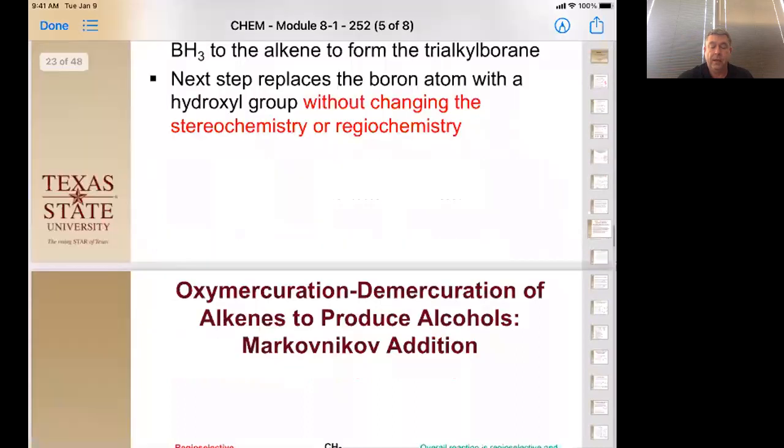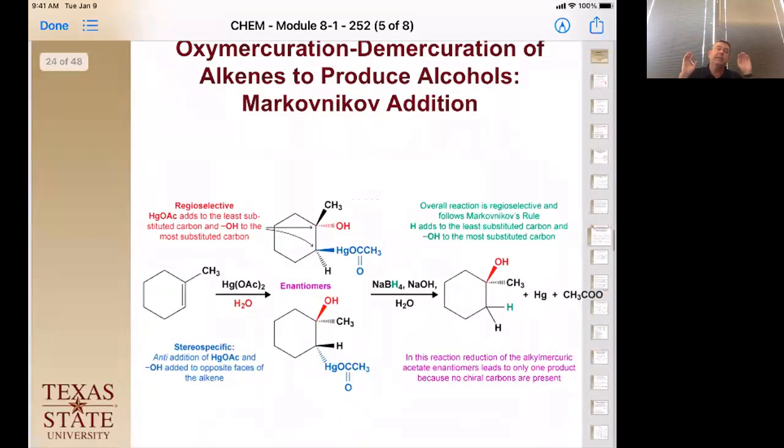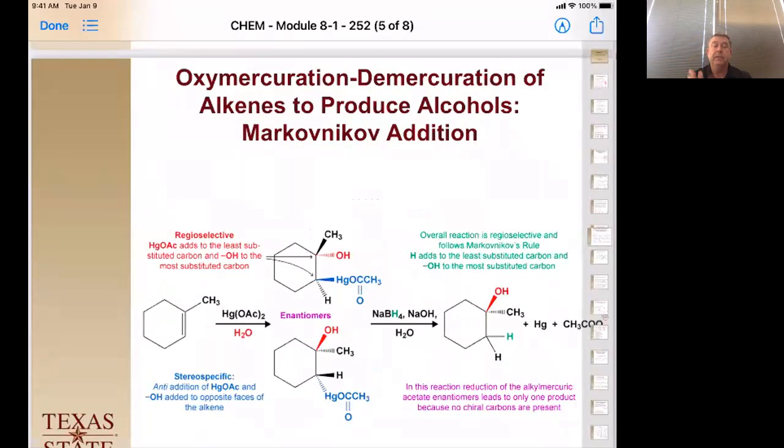All right. So in contrast, we can use a different material. Instead of using boron, we can use another material that is less electronegative than carbon. In this case, we're going to use what we call mercury. And so it's called oxymercuration, demercuration. So we're going to add an oxygen and a mercury across that double bond. And then eventually we're going to clip off the mercury to give us our final product.